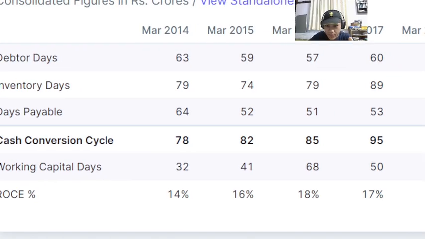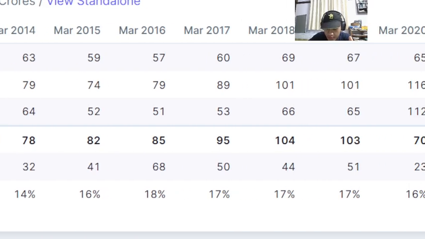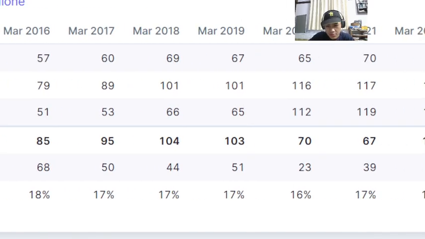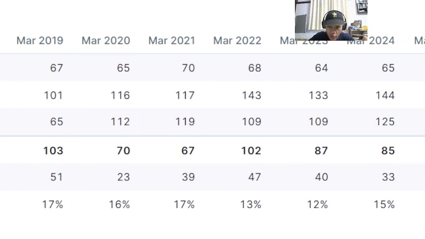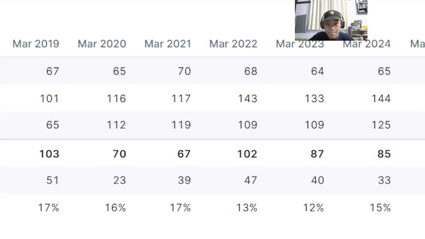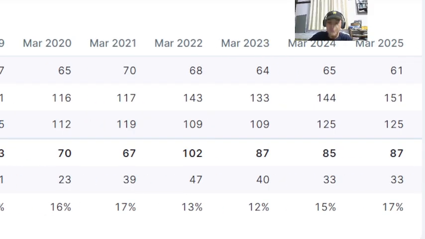14% in 2014. We moved 2016, 18%, 17%, 17%, 16%, and 13%, 12%, okay, in 2023. Big drop down, 15%, and finally 17%. So overall, the last 10 years, it has been 17%. Very consistent. Very consistent return on capital employed, very consistent return on equity. So now we checked out the revenue, the profitability metrics, and the efficiency metrics, that is return on equity and return on capital employed.